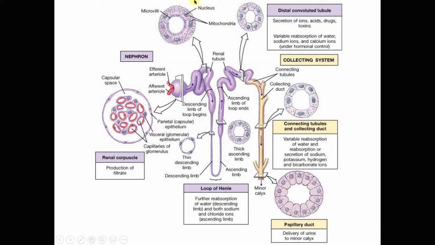Again, this slide shows you how the tubular cells in the proximal convoluted tubule look compared with the tubular cells in the distal convoluted tubule. So students, you must be able to differentiate how these two cells look. Tubular cells at the proximal tubule, tubular cells at the distal tubule.